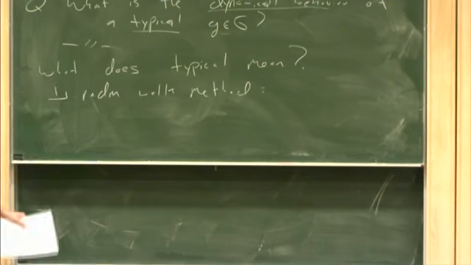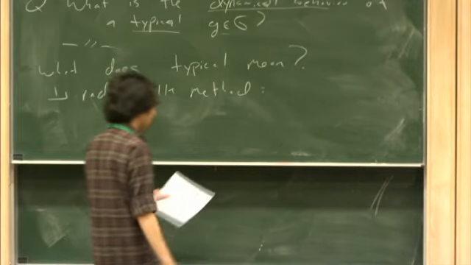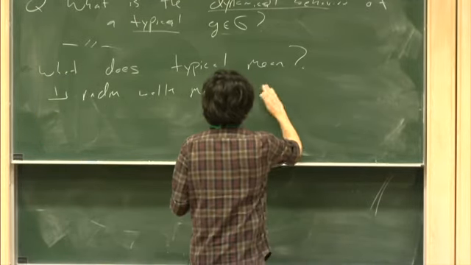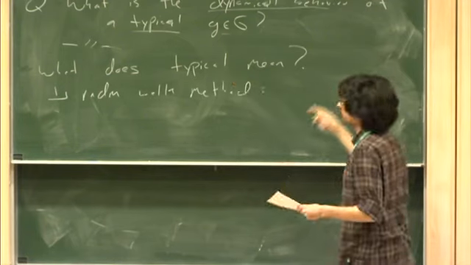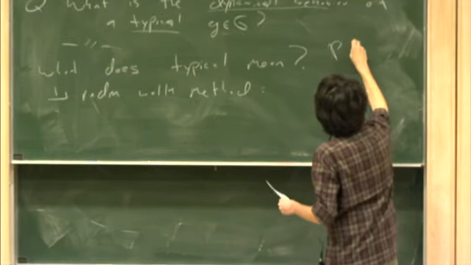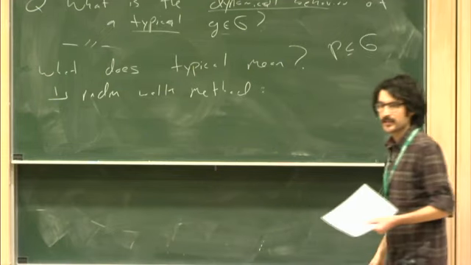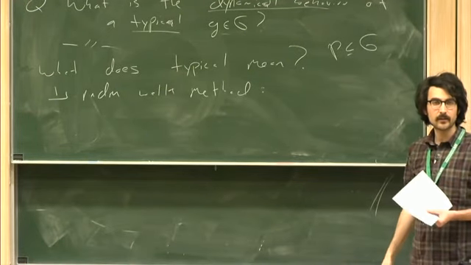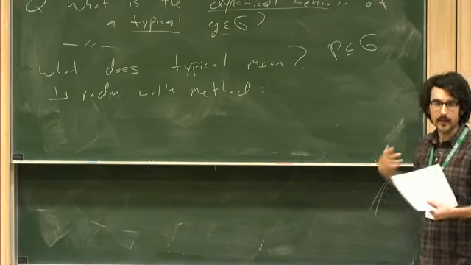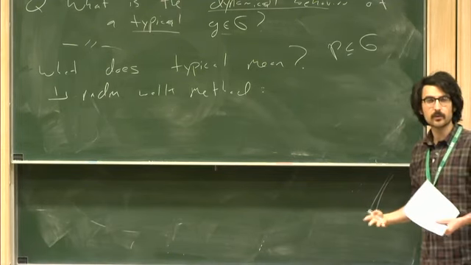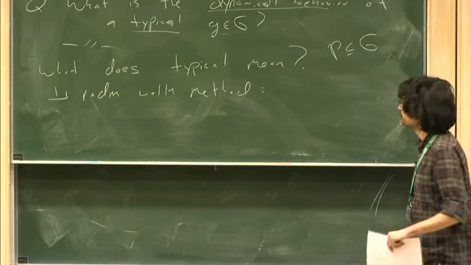It's very common, but it's not what I want to focus on in this talk. But what do I mean by the random walk method? So when I say typical, let's fix a subset P of G. What does it mean to say that the subset P is typical? I'll think of P as a subset of elements with a particular property. So what does it mean for that property to be typical?